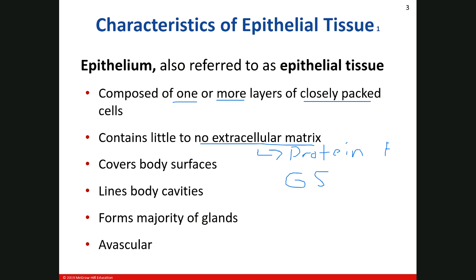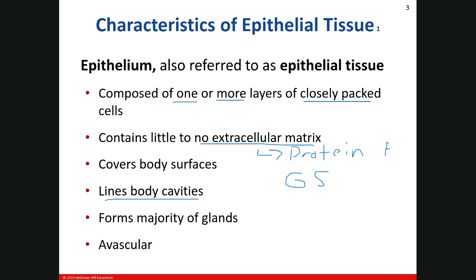All right, so epithelial tissue is going to cover some body surfaces. Give me one body surface that it covers. I'm looking at it right now. Skin. Yep, darn right. The lining of your stomach. It's going to be on inside and outside of body surfaces. It's going to line some of your body cavities.